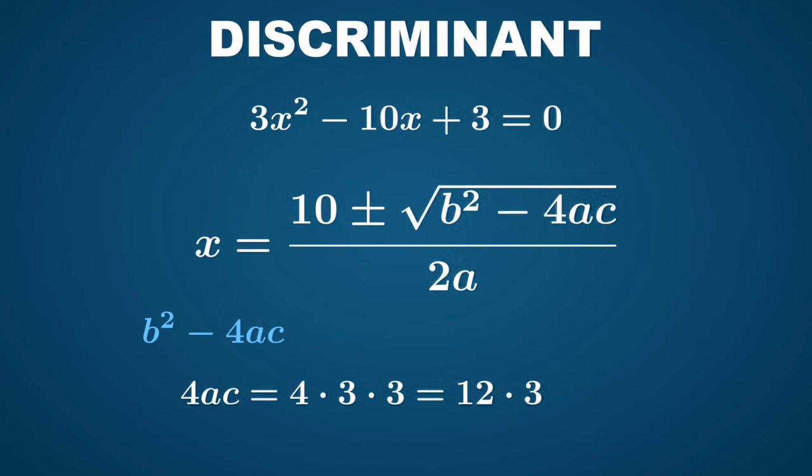We multiply the number 4 by 3, which predictably gives us a value of 12. Then we multiply that 12 by 3, which brings us to 36. The entire second part of the discriminant evaluates to the number 36.